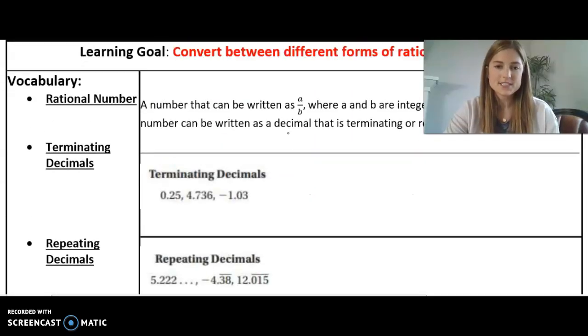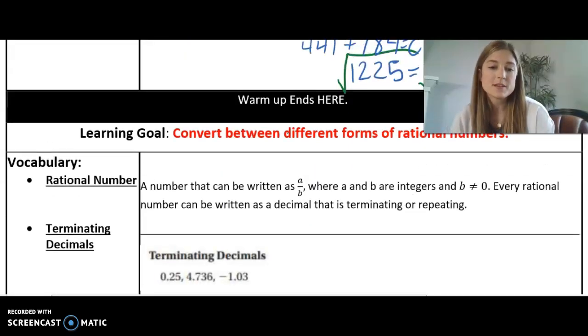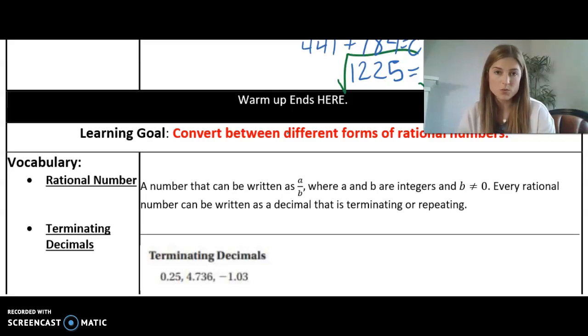All right, so now on to today's lesson. We are going to be converting between different forms of rational numbers. And yes, we have done this before this school year, but we're taking it to the next level here in a little bit that you'll notice where it's a little bit different.